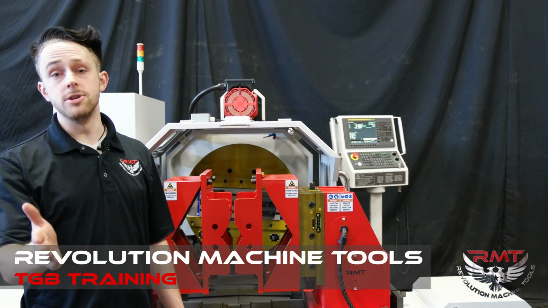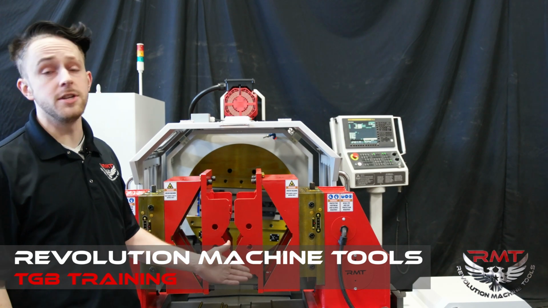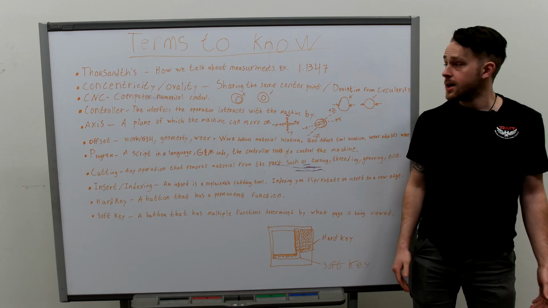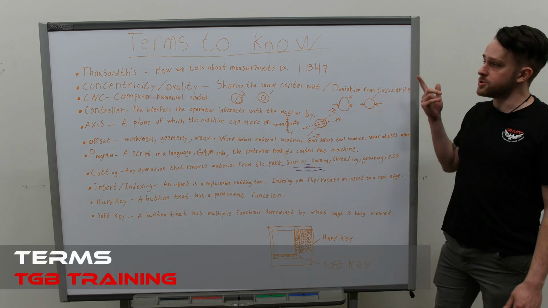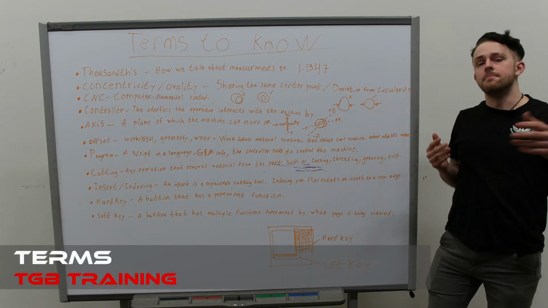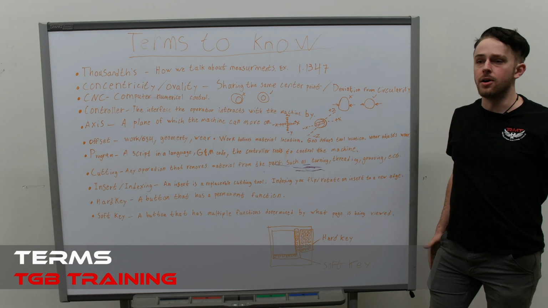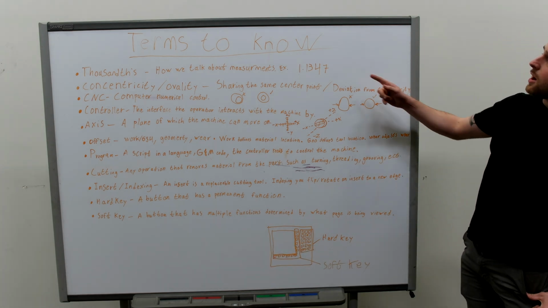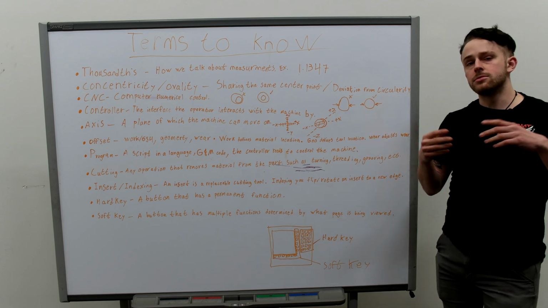Today I want to talk to you about some of the uses and features of our TGB series machines. And today I'm going to go over some terminology that might be beneficial for you to know to work on your TGB. So, first off, we're going to talk about thousandths and how to pronounce them.